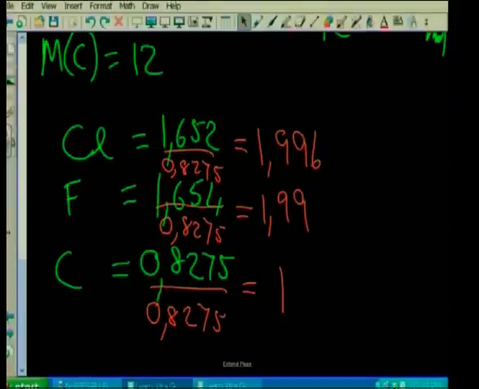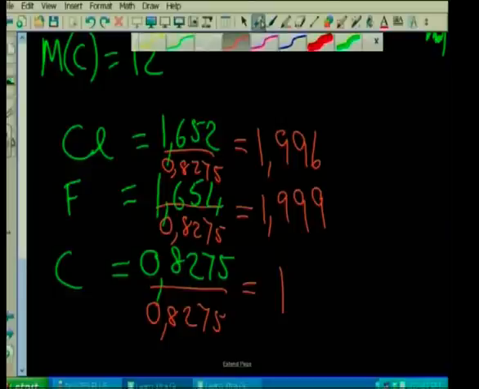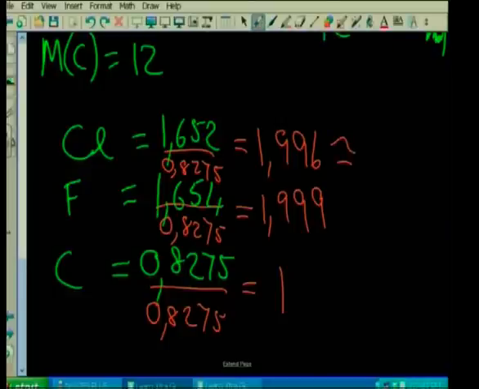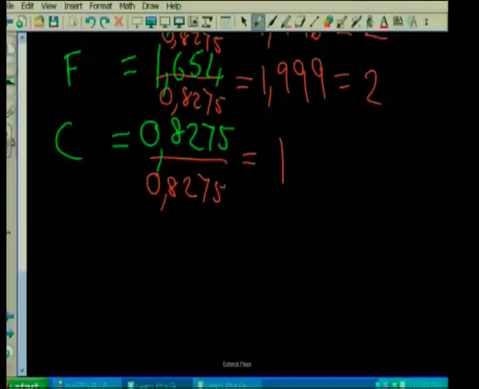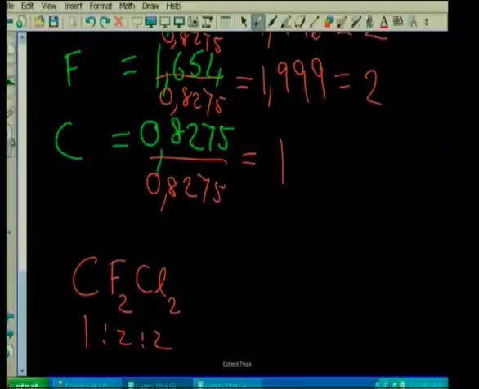So there are two ways of dealing with it now. We could say this is really close to 2, rounding off to the closest number. That one is 2. And that one is clearly 1. So the empirical formula is going to be 1 carbon, and then we're going to have 2 fluorines and 2 chlorines. The ratio is 1 is to 2 is to 2.